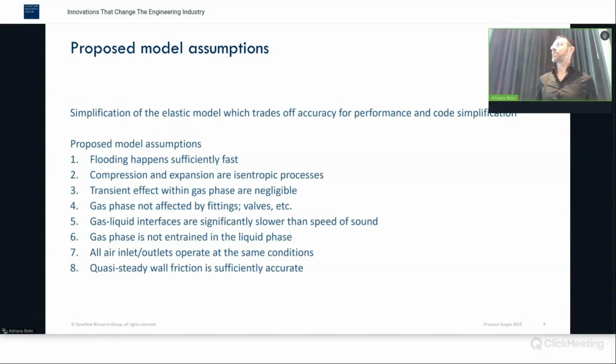We also assume that we have a single volume, and within that volume we have a single gas pressure. So we don't take the flow of the gas into account. We also assume that everything is slow enough, and that air bubbles are not entrained in the liquid phase as it moves through the piping system. This is something that's not completely correct, and I'll come back to that later on.